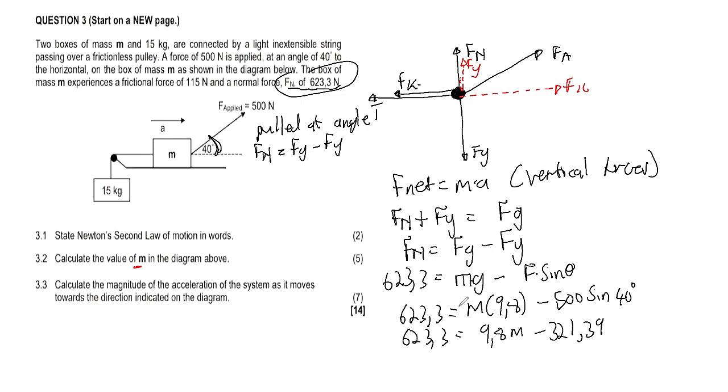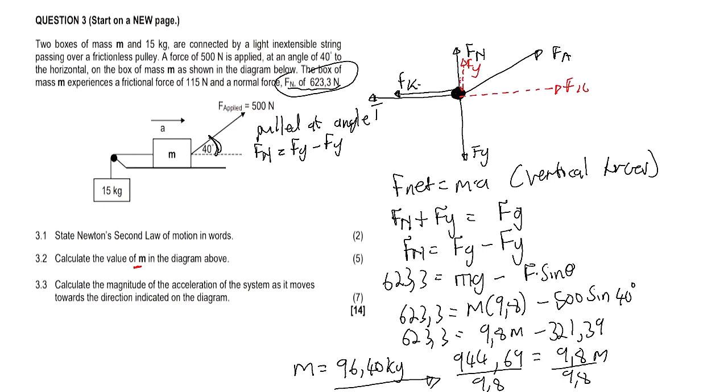Then we're going to take it and transpose it over to this side. So if we say 623.3 plus 321.39, then we get 944.69 is equal to 9.8 M. Now if we divide both sides by 9.8, then our M should be equal to 96.396, which will be 440 kg. Right, so rounded off to 2 decimal places, that's 96.40 kg.